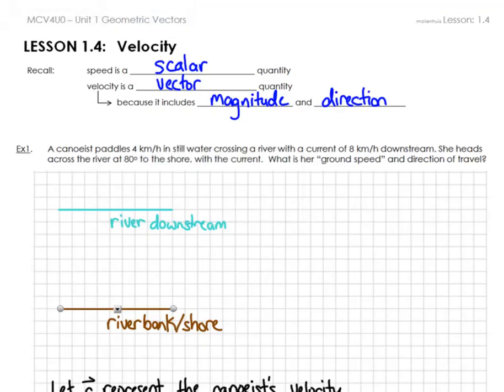Hey guys, this is lesson 1.4, which is on velocity. In my first video for calculus and vectors, I talked about scalars and vectors. Speed is an example of a scalar because it has magnitude. Velocity is an example of a vector because it has magnitude and direction. So in this video about velocity, we're going to be calculating both magnitude and direction.